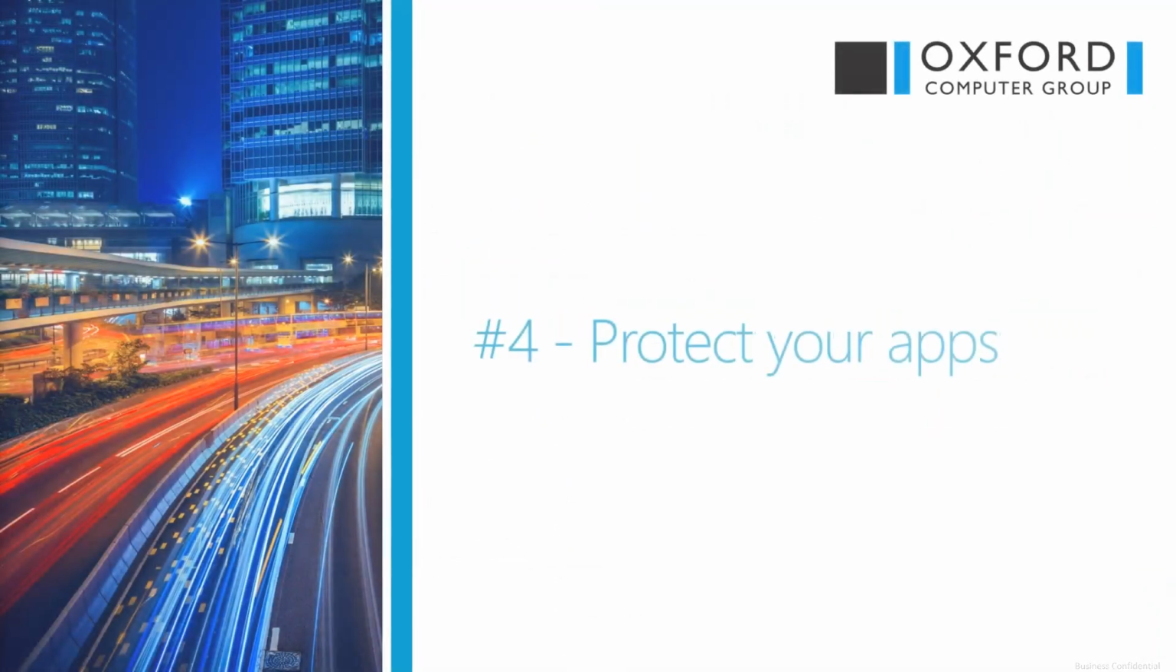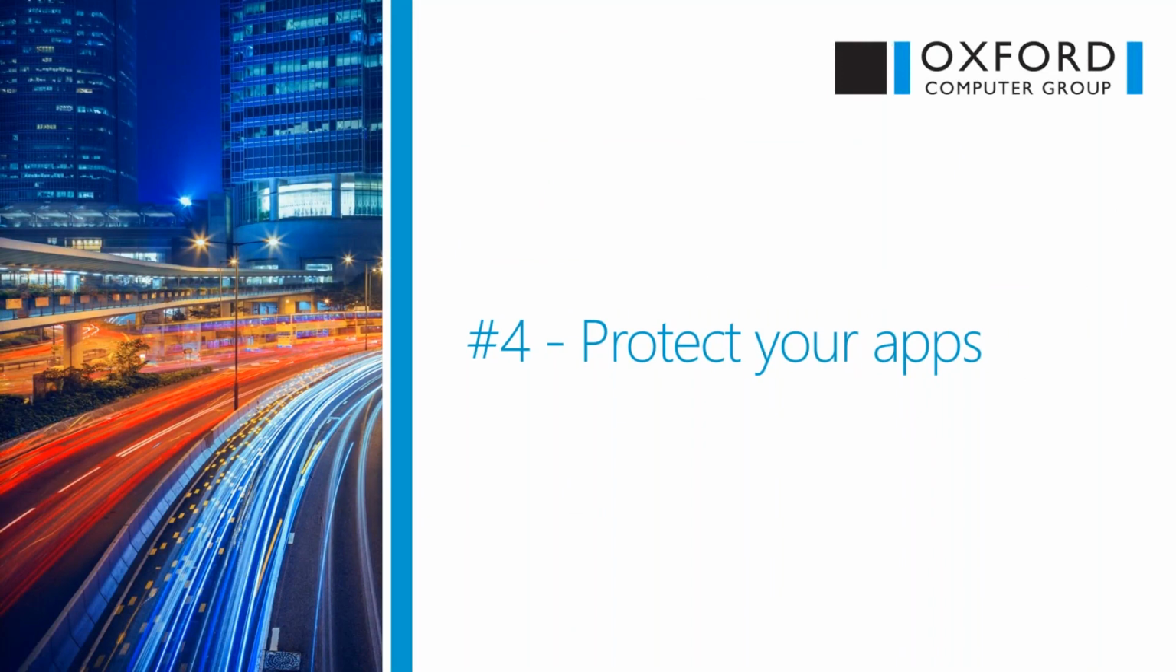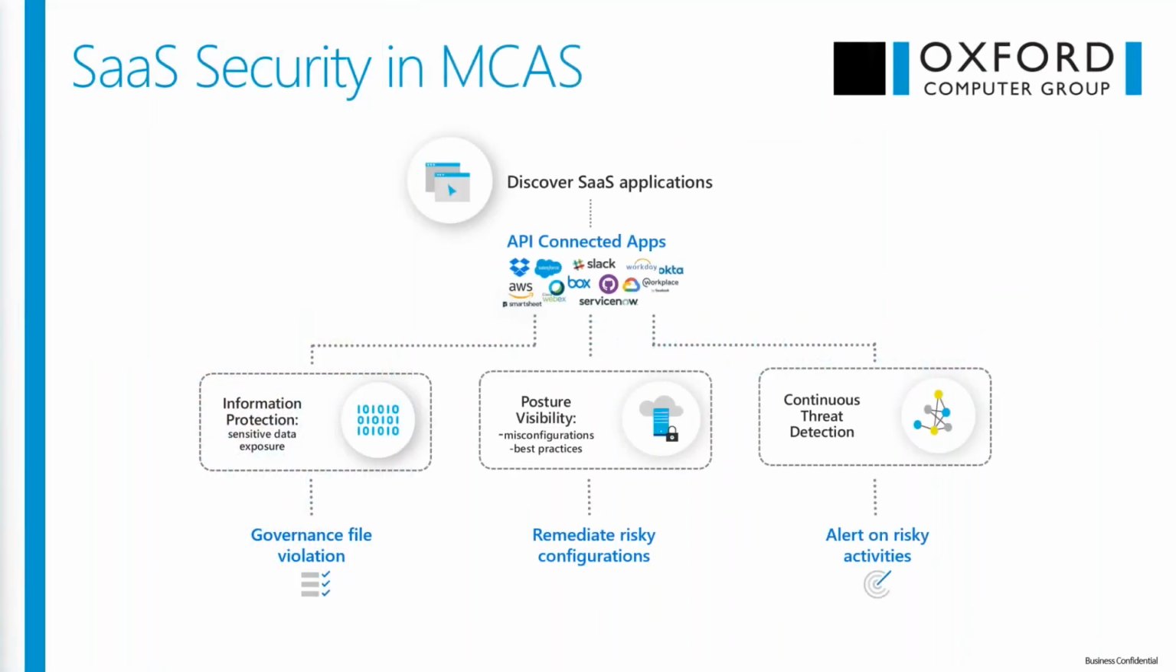The fourth way to maximize your investment is to protect your apps. To Microsoft and those using Cloud App Security, SaaS security is not just connecting specific applications and providing ad hoc security to those applications. Instead, it's more like a funnel. You have to gain that visibility first, right? So you can't protect what you can't see. And so discovery of those applications is on top.